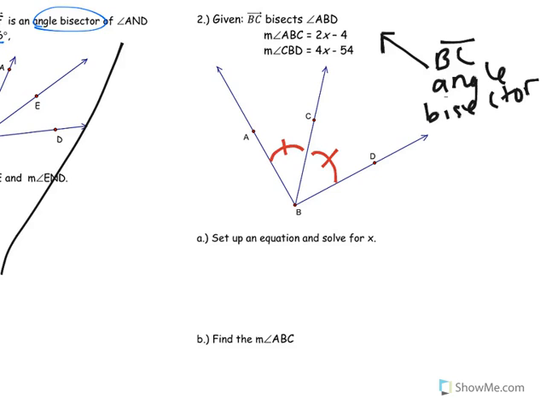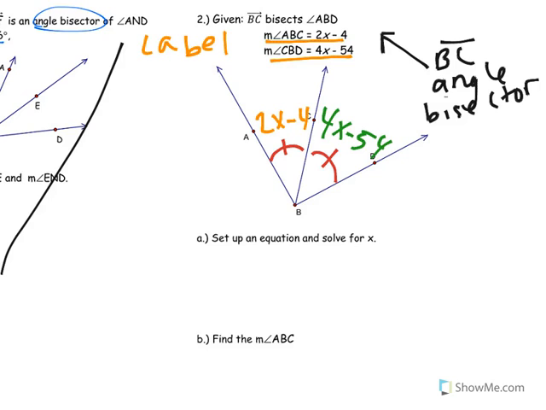Now something else that we haven't really seen is, notice up here I gave you the measurements of different angles, not in the picture this time. So we want to make sure that we label those measurements in the actual picture. I like to follow along with the letters so that I make sure I label it in the correct place. So the measure of ABC, that's this angle here, is 2x minus 4. So I'm going to put that in the picture. And then the measure of CBD, that's this angle here, is 4x minus 54.